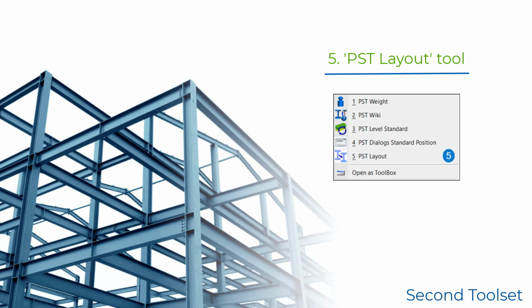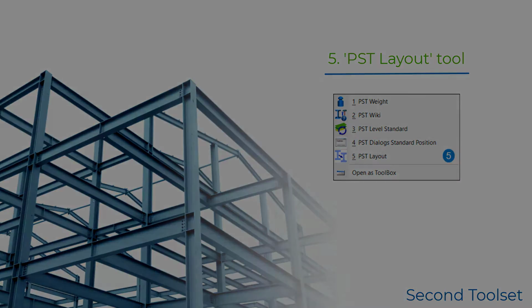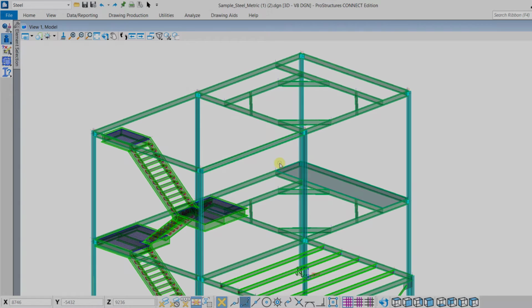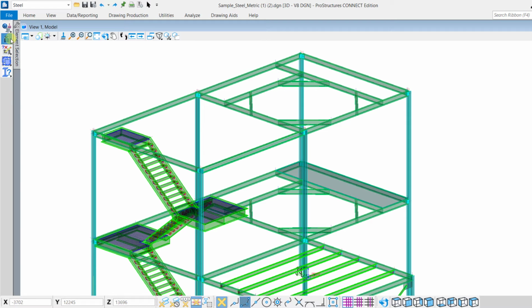The last tool from the second tool set is the PST layout tool. With the help of this tool, we can control the layout properties of the element, also present in the PS properties. Simply click on the tool and select the element.